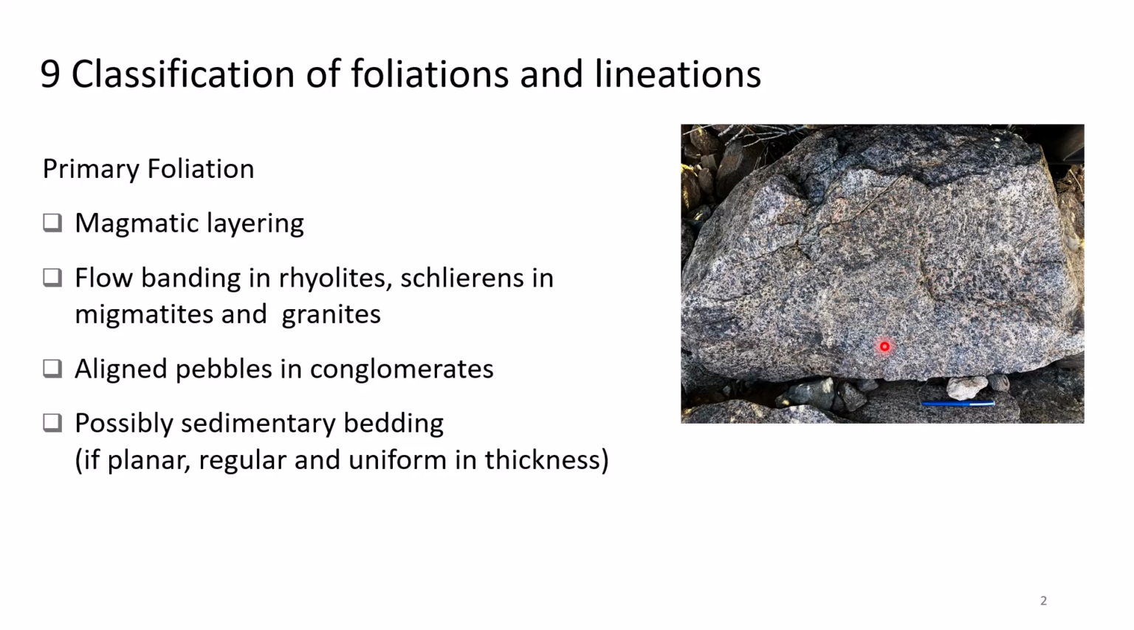We also find them in some in situ granites, aligned pebbles in conglomerates or possibly even sedimentary bedding might be classified as foliation, provided that it is planar and regular and uniform in thickness. And that is the definition of any foliation. Foliations are planar features and they show more or less regular spacing and more or less uniform thickness between the individual packages of foliated rocks.